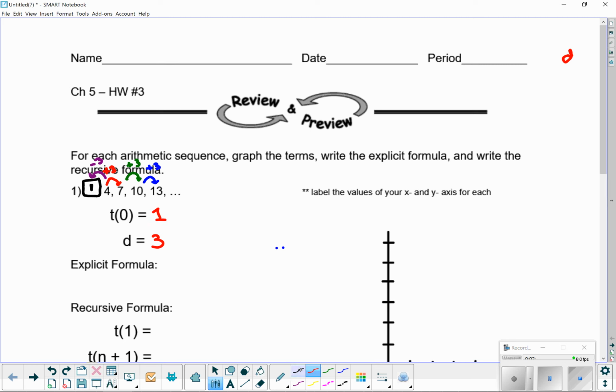So now you're ready to write your explicit formula. Explicit formula starts with T of n equals your 0 term, which is going to be 1, plus your common difference of 3 times n.